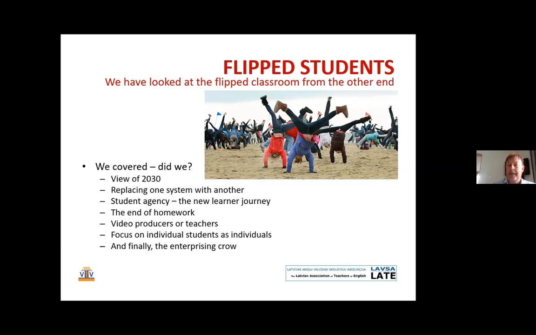To some extent, we're replacing one system with another, and we have to work out how the 2030 system will deliver something whereby employers, universities, and further learning establishments are able to make value judgments about the students that we offer to them with their qualifications. Student agency has replaced, certainly in the UK, the idea of the learner journey.